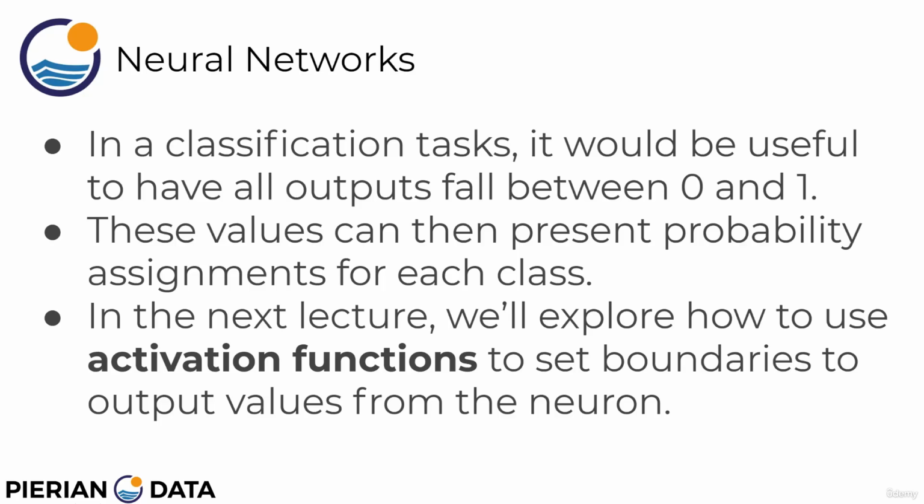So you should already start thinking of what kind of functions we can apply to those inputs times the weights plus the bias in order to put upper and lower limits on what the neuron value will actually spit out. And that's where activation functions come into play. So in the next lecture, we're going to explore how to use activation functions to set boundaries on output values from the neuron, instead of just summing everything up like we did in that simple perceptron model.